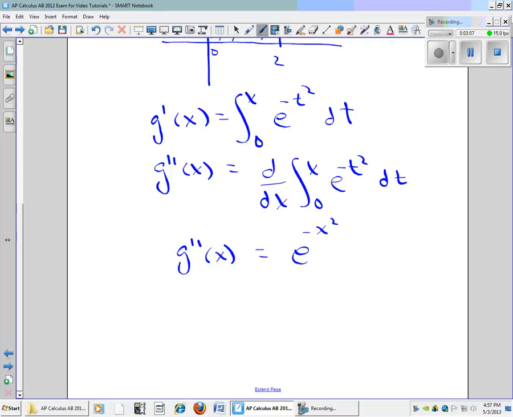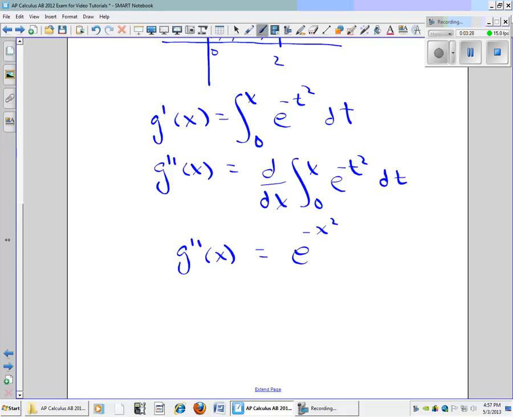So now let's think about it. Is that function positive? Is it negative? Is it 0? Well, it can never be 0, and it cannot be negative. Even if I take that exponent and bring that term to the denominator, it just makes it 1 over e to the x squared, still a positive value.